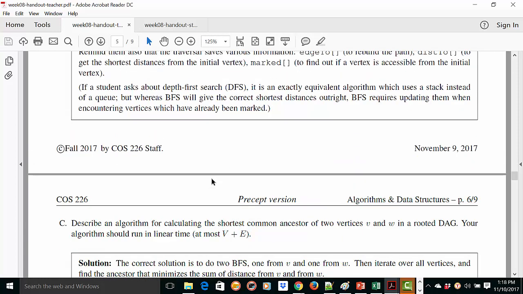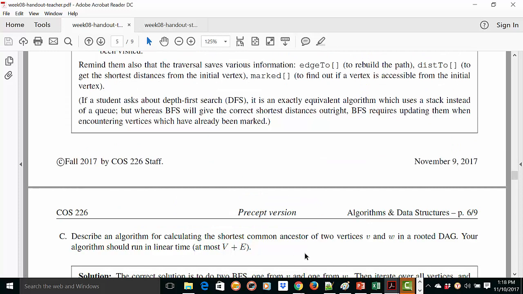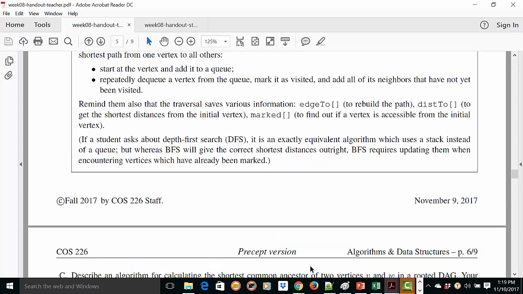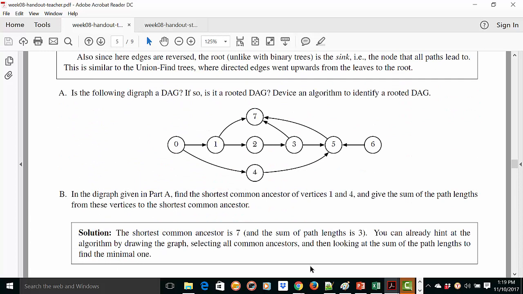So in part C, we want to describe an algorithm for calculating the shortest common ancestor of two vertices in a rooted DAG. So let's assume we have a rooted DAG and we want to run this in at most V plus E time. So that would indicate you would use some sort of a breadth first search kind of an algorithm to do it. You can do breadth first search in V plus E. So let's think of a common algorithm for doing something like that. Let's assume that we run breadth first search on 1, and we can get the distances to everything that it finds in its breadth first search.